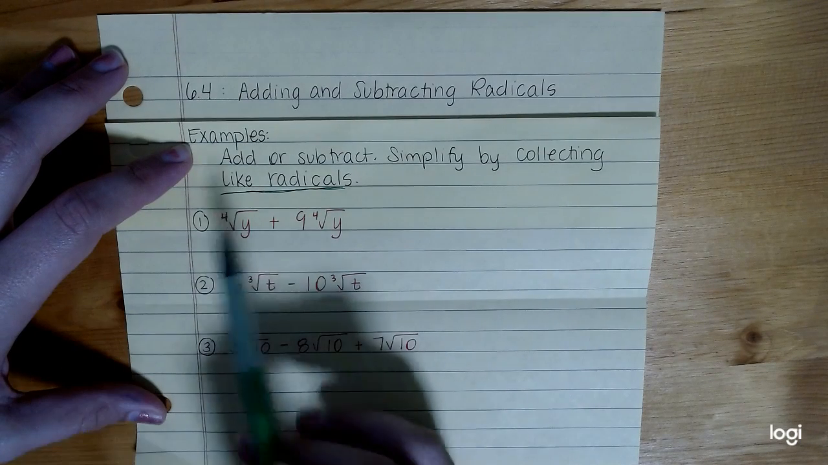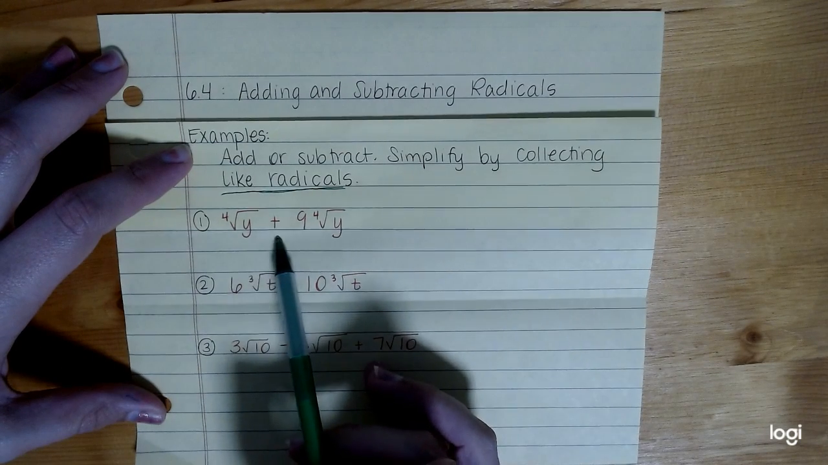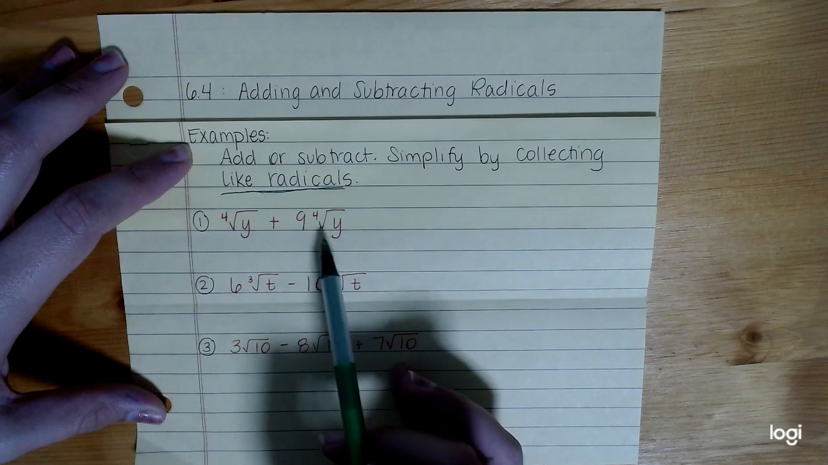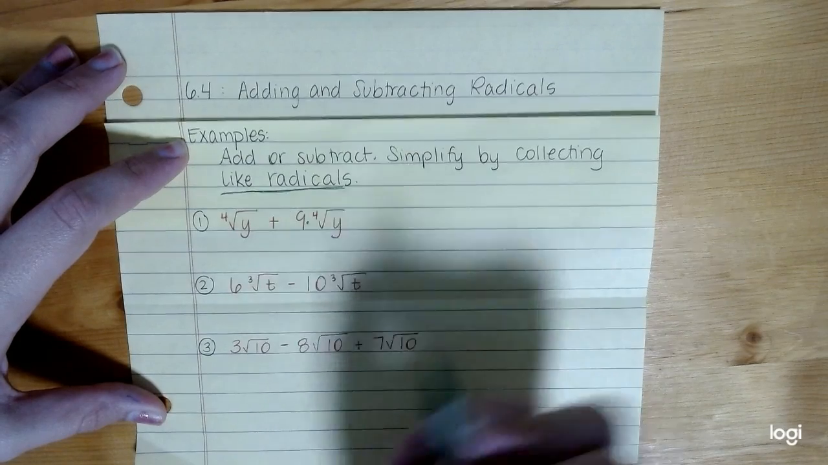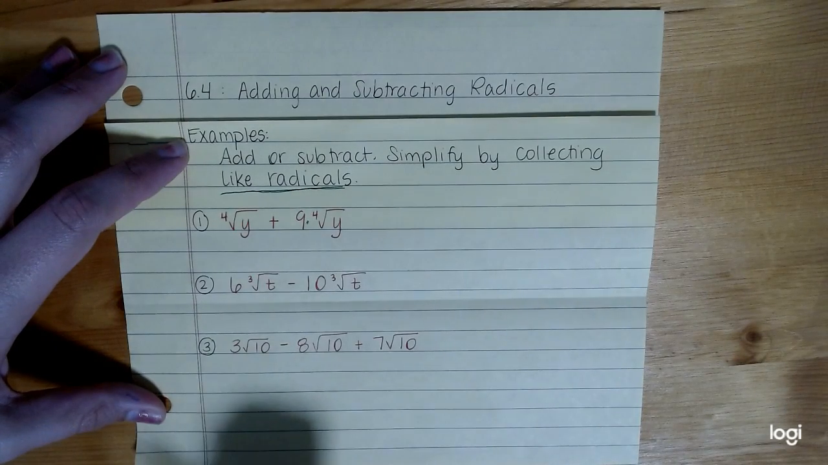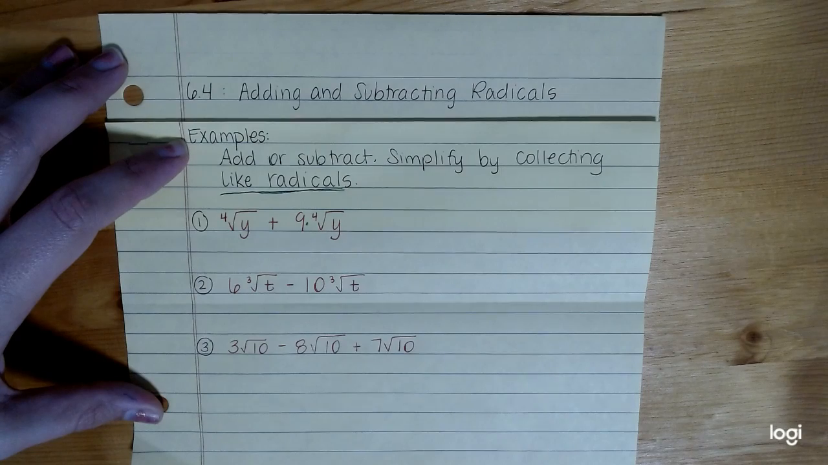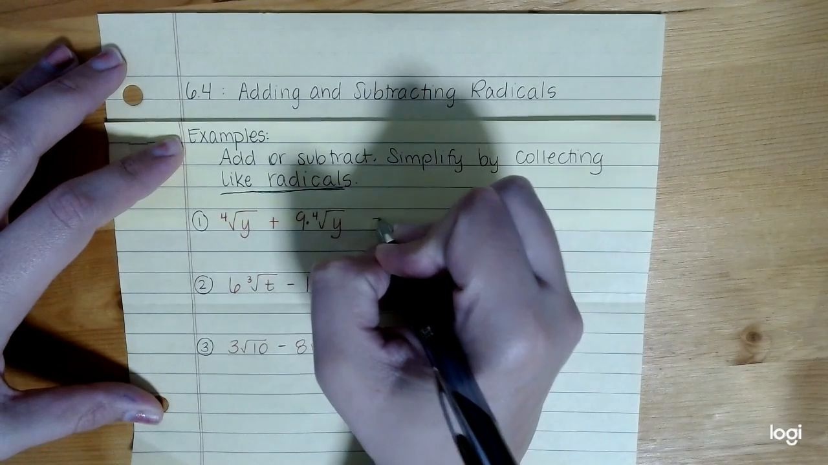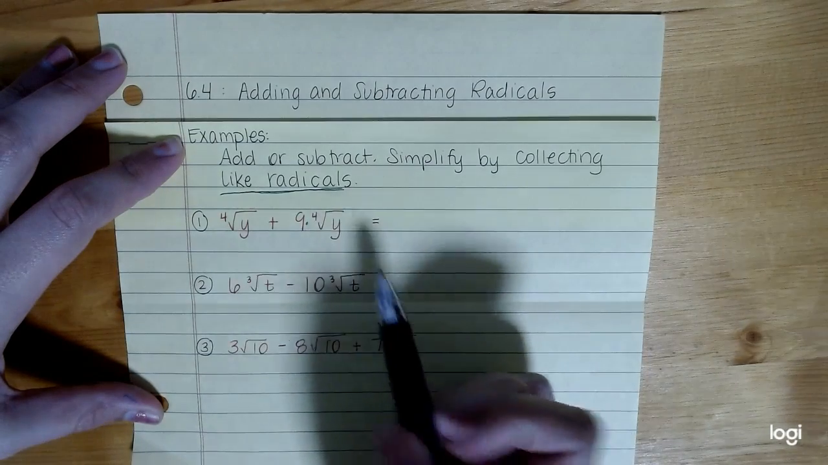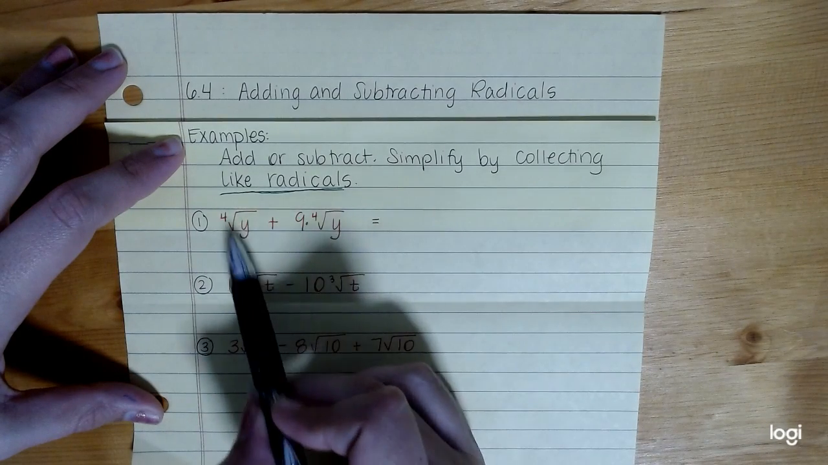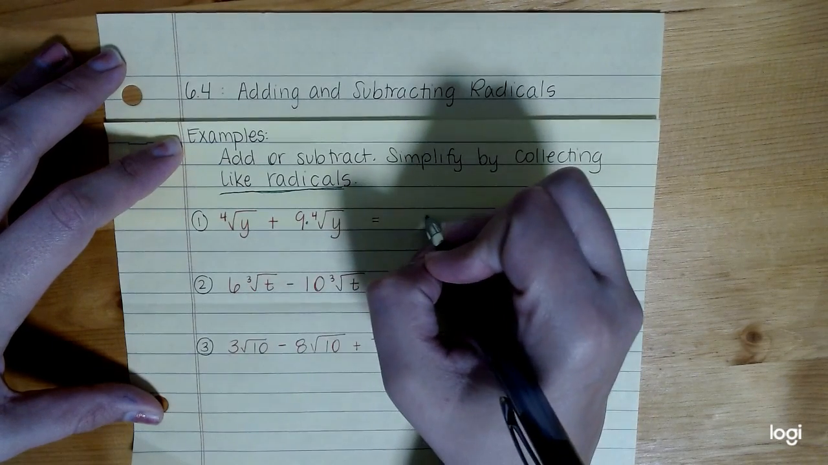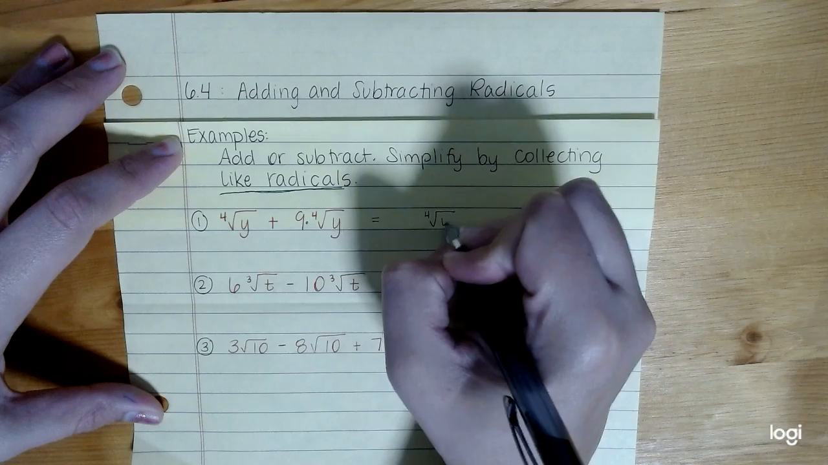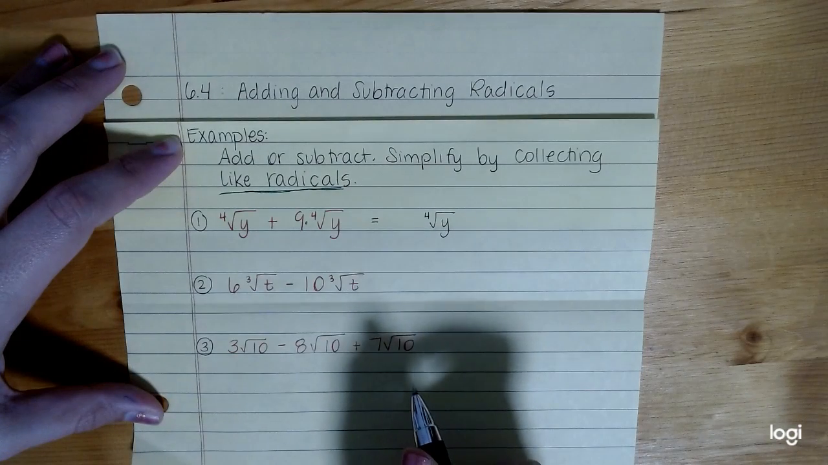Okay, so this one we have the fourth root of y plus 9 fourth roots of y. Or we could read that as 9 times the fourth root of y. Whatever kind of fits your personality the best. Okay, so if we notice, we've got fourth root, index checks out, and both of these are fourth roots of y, so we're good to go. So our answer will involve a fourth root of y. We just have to decide what the coefficient is going to be.